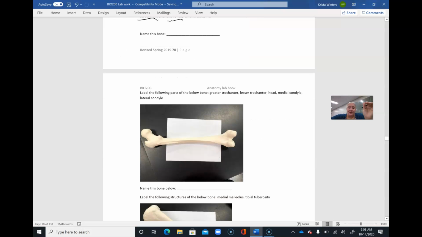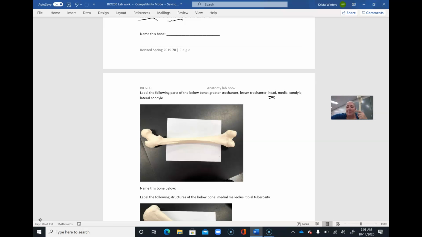So the next bone, biggest bone of the body, is the femur. So this is the femur. This is your hip bone. The femur has a very large, prominent head with a neck on it.